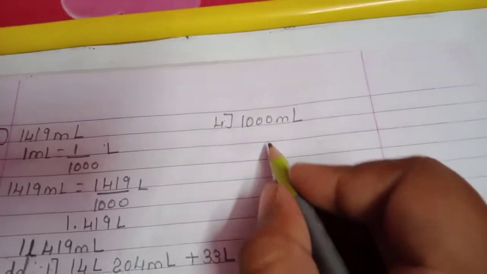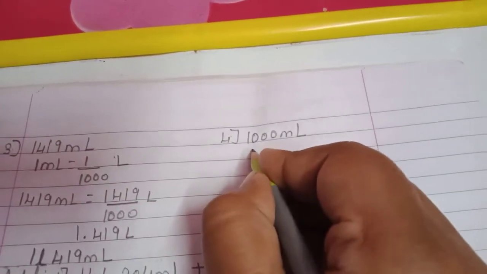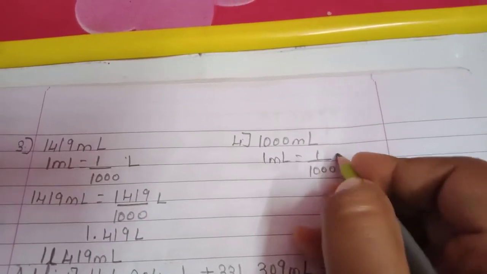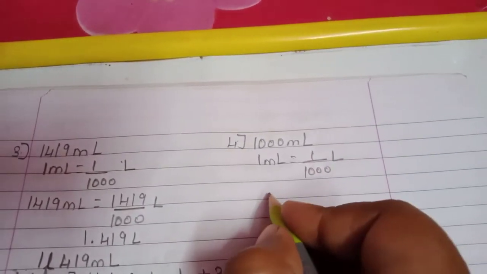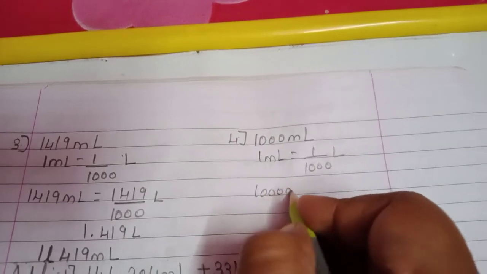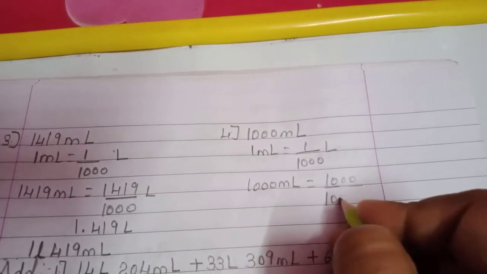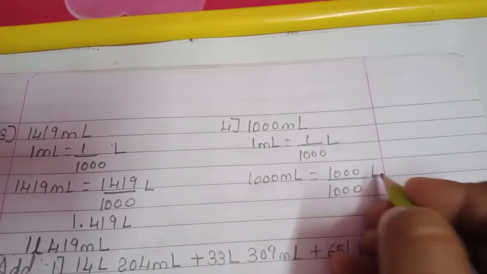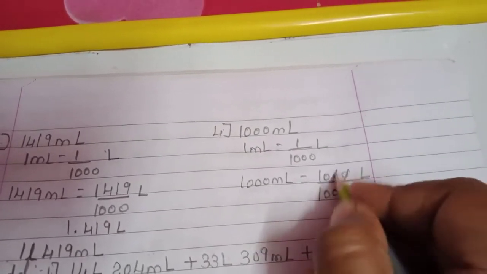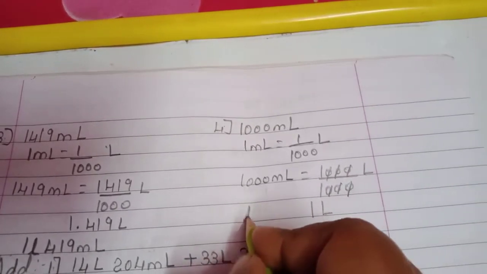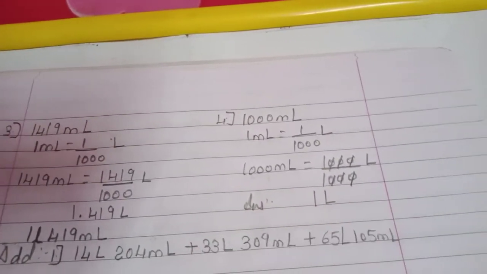Now number 4, 1000 milliliter. 1 milliliter equal to 1 upon 1000 liter. So 1000 milliliter equal to 1000 upon 1000 liter. The zeros will be cut. So we will get 1 liter. So our answer is 1 liter.